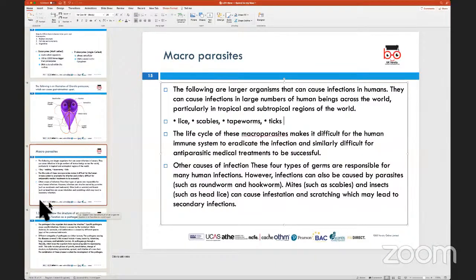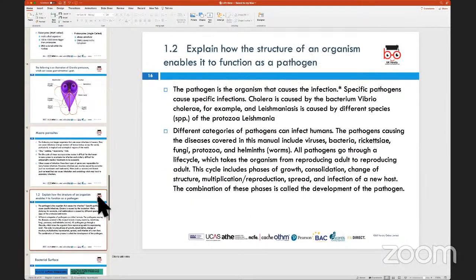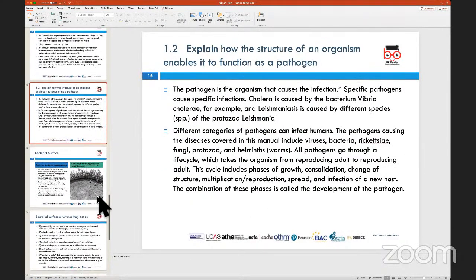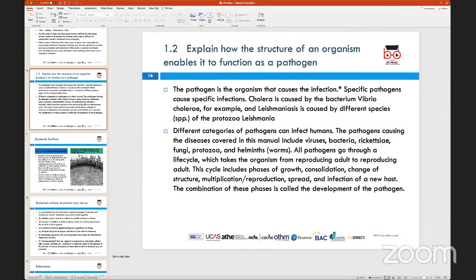So the first assessment criteria is all about understanding the term pathogen and the five different types of pathogen that we talk about: bacteria, fungi, virus, protozoa, and macroparasites. They have the ability to cause infections in the human body. Is that okay? Now let's go across to the second assessment criteria, which is to explain how the structure of an organism enables it to function as a pathogen.